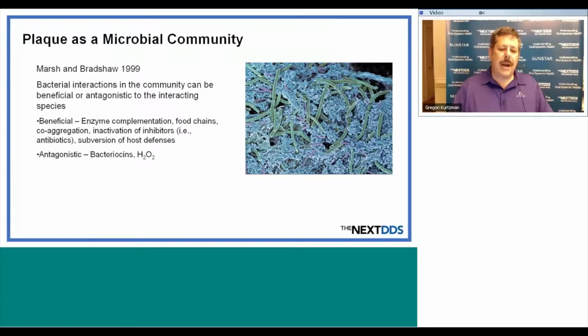So if we look at plaque as a microbial community, Marsh and Bradshaw in 1999, so that's a long time ago, said bacterial interaction in the community can be beneficial or antagonistic to the interacting species. Beneficial would be enzyme complementation, food chains, co-aggregation, inactivation of inhibitors such as antibiotics, and subversion of host defenses. Antagonistic could basically be producing bacteriocins or hydrogen peroxide that will destroy neighboring bacteria.